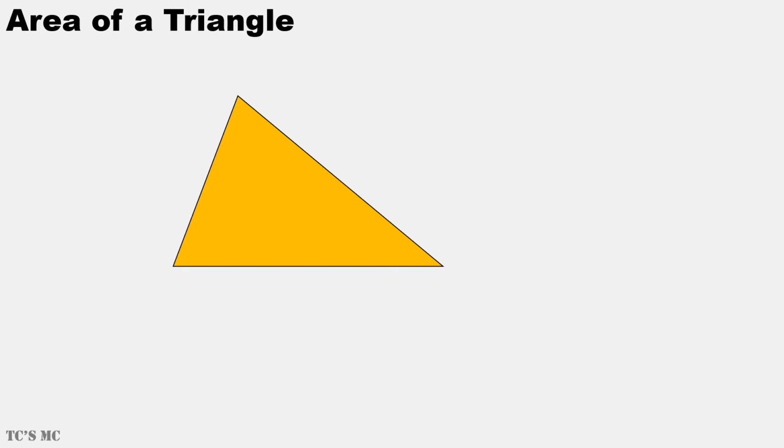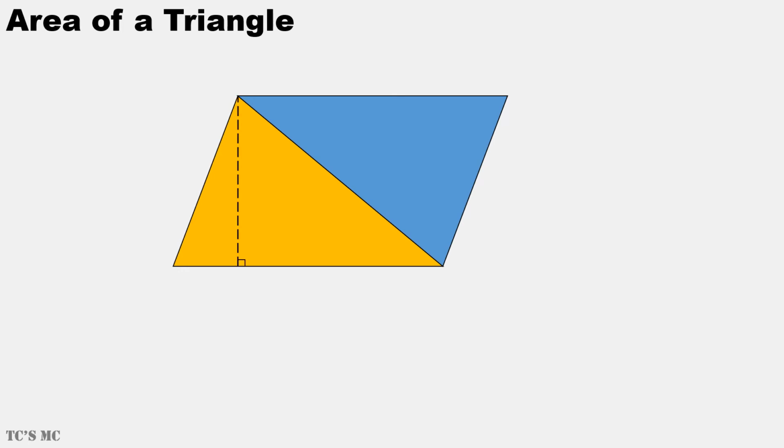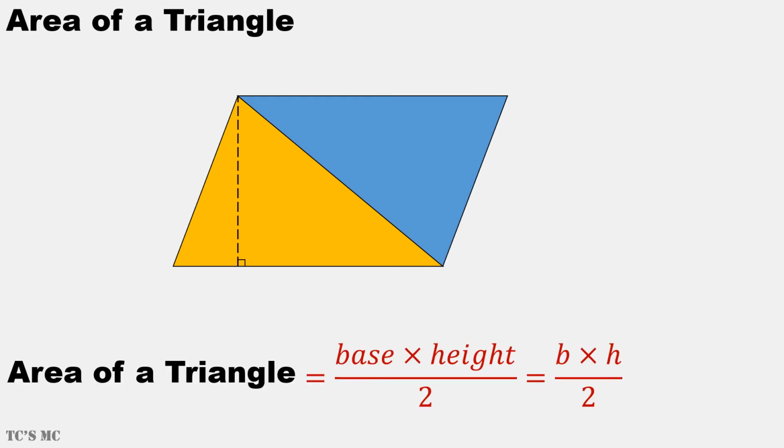To work out the area of a triangle, I'm going to double this triangle and put it together to make a parallelogram. Remember, we know how to work out the area of a parallelogram. We have the base, we just need the perpendicular height. So it's just base times height. But we don't want the area of 2 of those triangles, we just want the area of 1. So we will do base times height divided by 2.